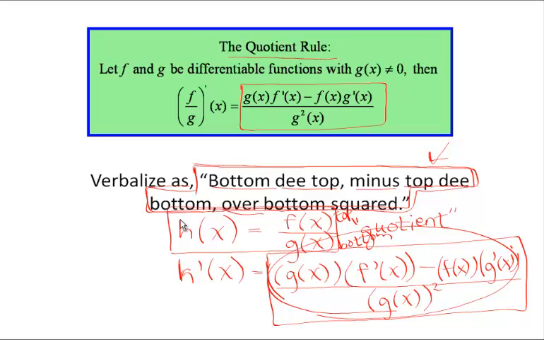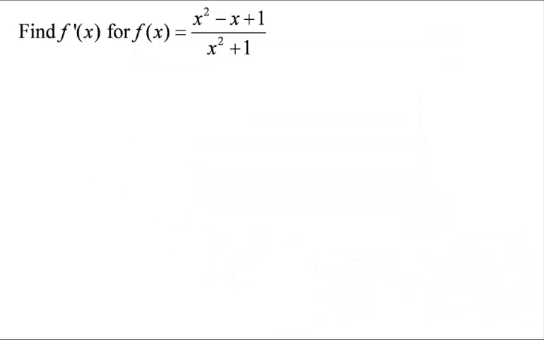Bottom d top minus top d bottom over bottom squared. You're going to be able to apply the quotient rule months from now, and more importantly, you're going to be able to apply it on a function no matter what your quotient looks like. This is in general. F of x can be any type of function. G of x can be any type of function. It doesn't matter. So let's work some examples.